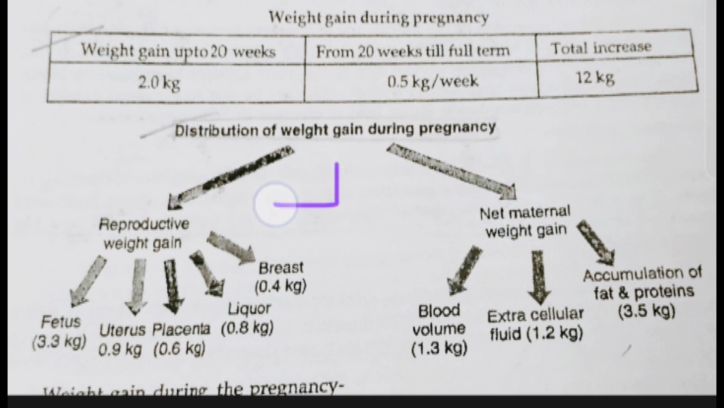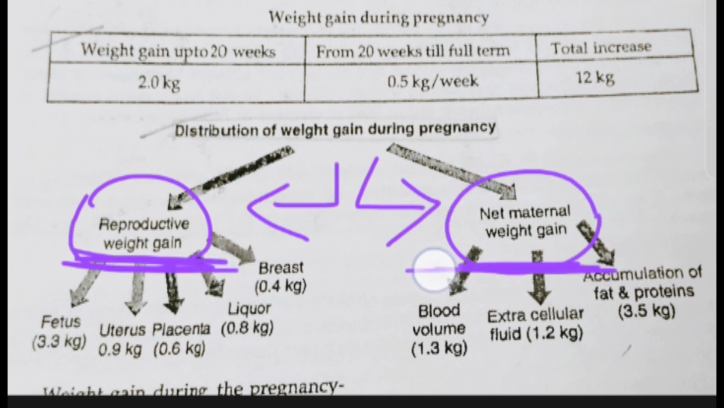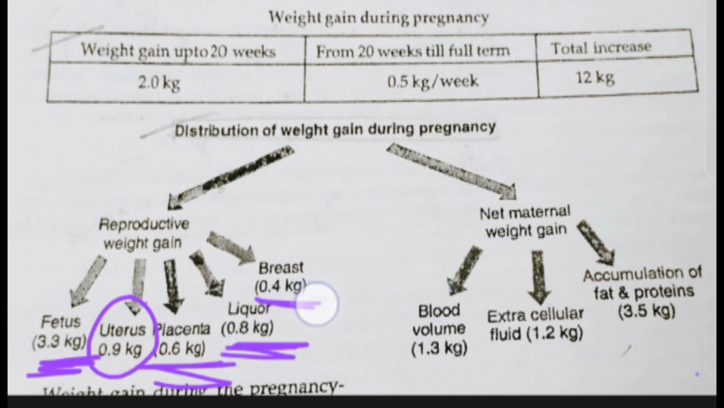Now, in which sectors is the weight gained? There are 2 types: reproductive weight gain and net maternal weight gain. This is within the womb. This is outside the womb. In reproductive weight gain, the fetus in the uterus is around 3.3 kgs. The uterus itself is 900 grams. The uterus is enlarged, so it is gaining weight. Within the uterus, we have the placenta also, which is 600 grams. And liquor is nothing but amniotic fluid, which is 800 grams. And the breast also gains weight, that is 400 grams.